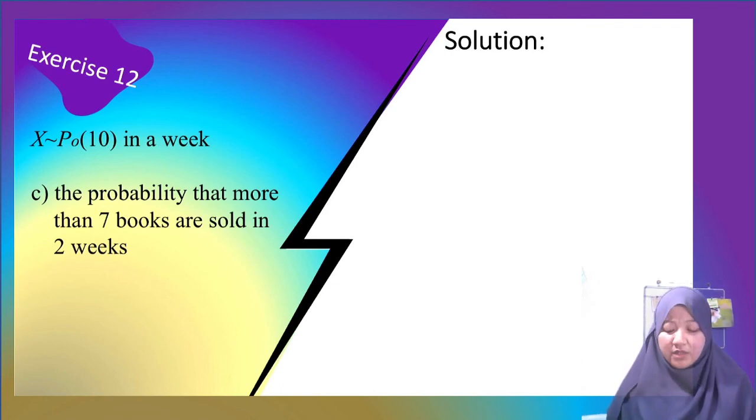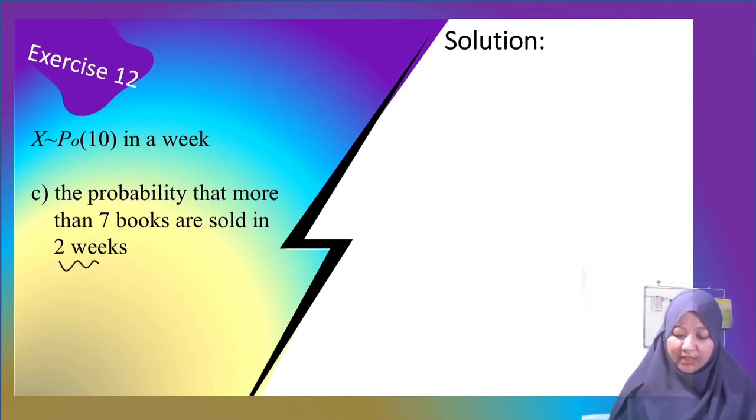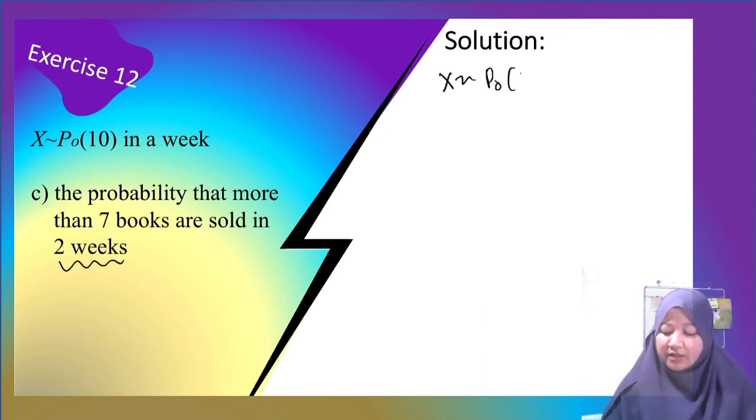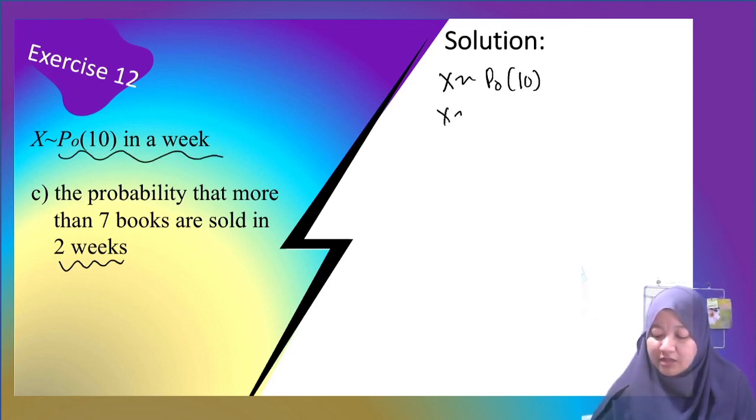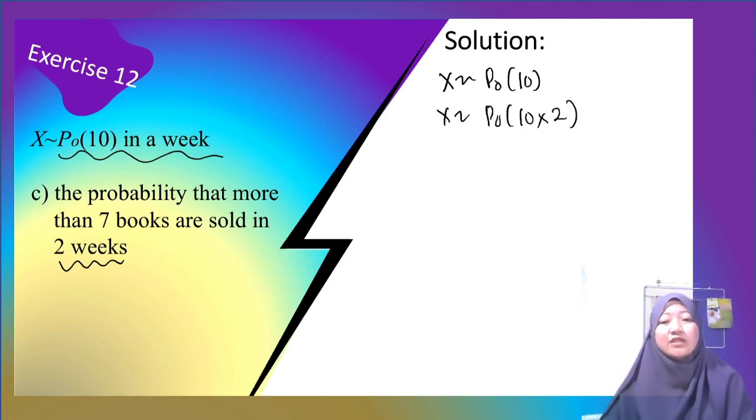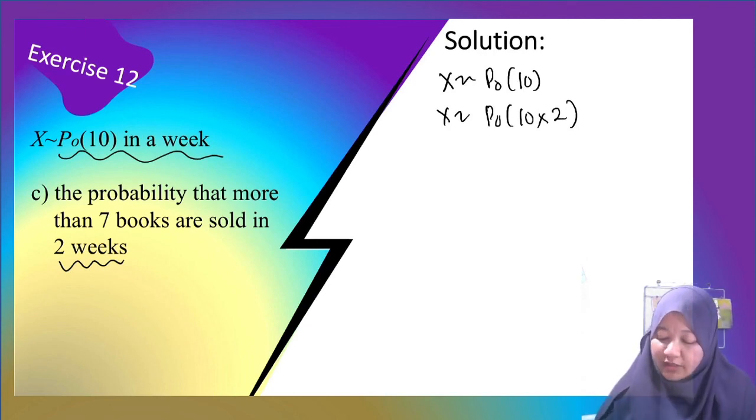So this one is same exercise 12. C, find the probability that more than 7 books are sold in 2 weeks. In 2 weeks. So tadi kita ada Poisson 10 in a week. So sekarang ni kita nak cari lambda in 2 weeks. So X distribute Poisson 10 awak darab dengan 2, sebab 10 tadi untuk 1 minggu. So, sekarang kita perlukan 2 minggu. Jadi kita dapat distribution baru Poisson 20.